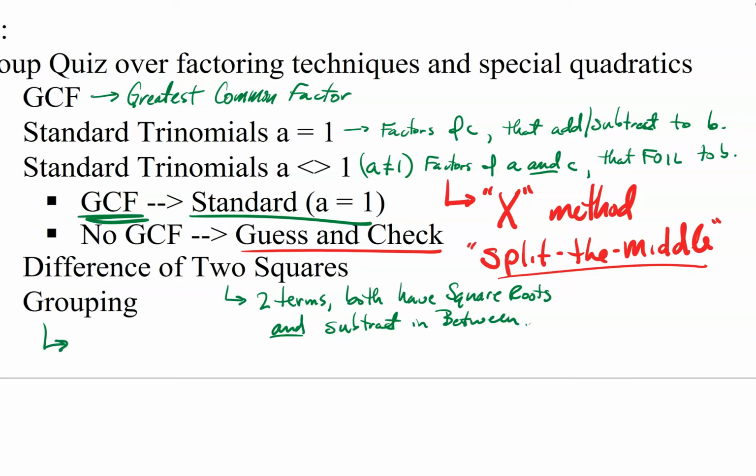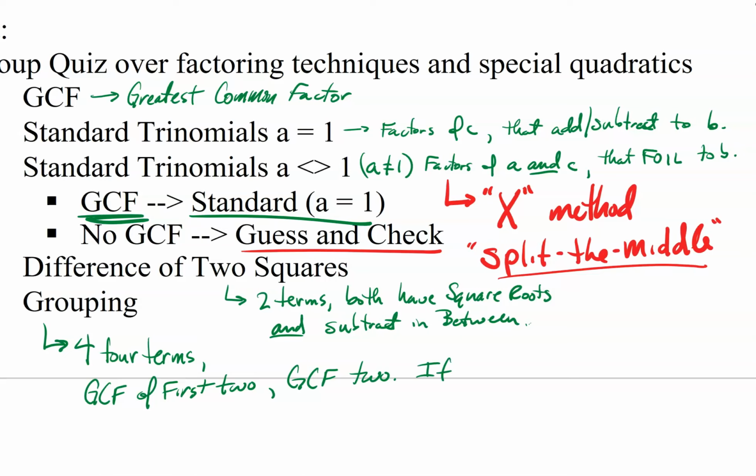Finally, the factor by grouping technique. This is good for a polynomial that has 4 terms. And this is where we take the GCF of the first two and then a GCF of the last two. And if they match, if a common term exists, then we proceed with the final answer.